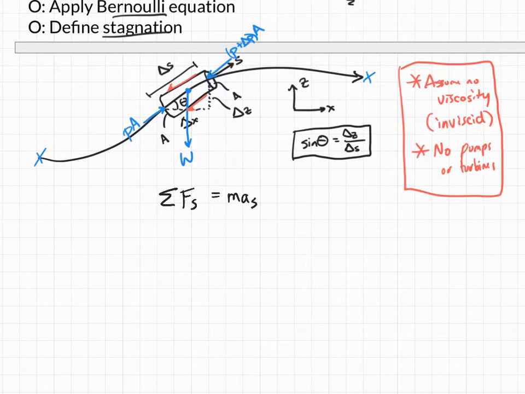Well, we've got the force on the back, PA. We've got the force on the front, minus (P plus delta P) times that same area. And then we've got the weight, minus the weight. But the weight, unfortunately, is a little bit more difficult, isn't it? The weight kind of stinks, right? Because it's at an angle. So I guess the portion of the weight that we're concerned with is this portion right here. We don't care about this portion here. So how do we get at that?